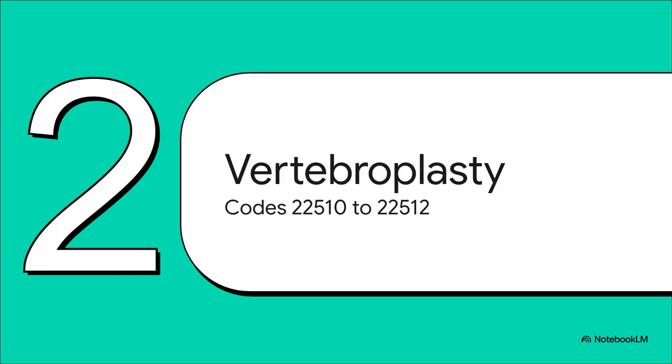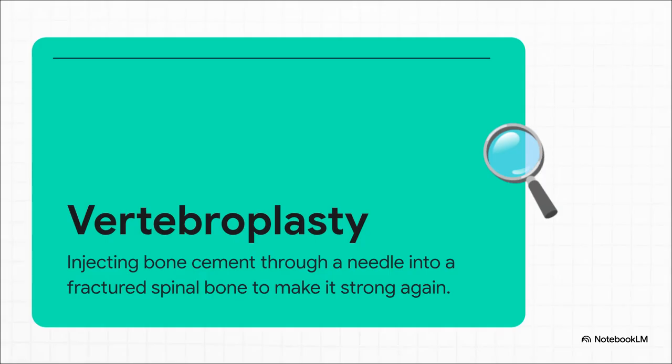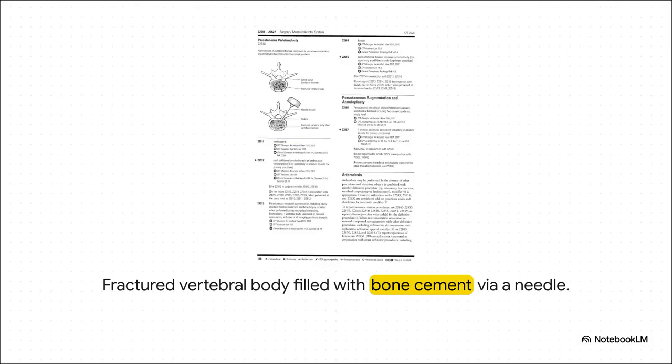Moving into Section 2, Percutaneous Vertebroplasty, covering codes 22510 to 22512. So what is this? Well, the word percutaneous simply means going through the skin with a needle. Imagine a concrete building pillar that's starting to crush or crack under way too much weight. This procedure is essentially a surgeon injecting liquid medical-grade concrete, bone cement, right into that collapsing spinal pillar to reinforce it and make it rock solid again. As you can see here, the needle, which is called a trocar, enters the back of the spine and directly fills that fractured vertebral body with cement. It's a very precise, targeted fix.